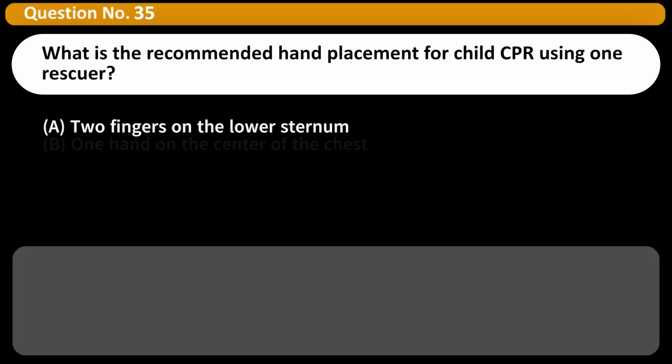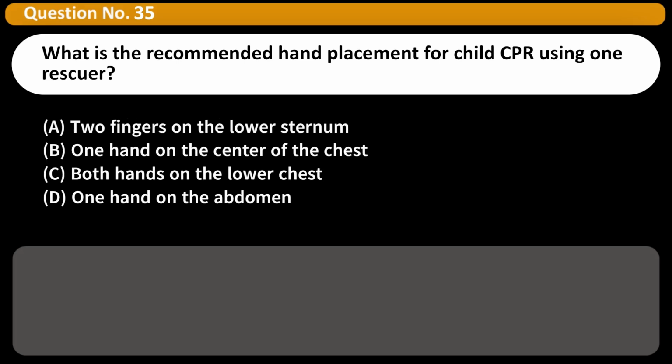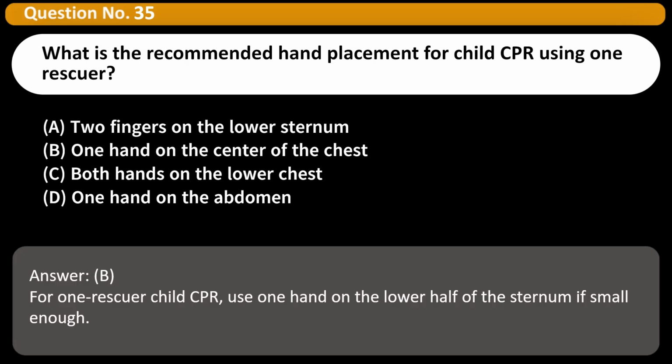What is the recommended hand placement for child CPR using one rescuer? A. 2 fingers on the lower sternum. B. 1 hand on the center of the chest. C. Both hands on the lower chest. D. 1 hand on the abdomen. Answer, B. For one rescuer child CPR, use 1 hand on the lower half of the sternum if small enough.